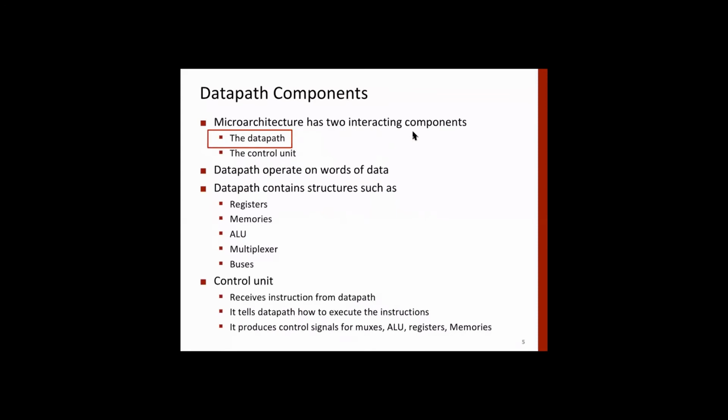So still we are here, we are discussing data path. Once we complete data path, we'll go into control unit. And note that data path consists of the following things: register, memory, ALU, multiplexer, and buses. These are the components where data moves or data gets manipulated.